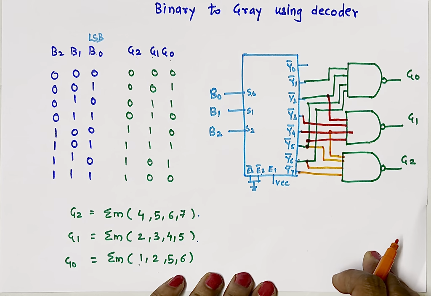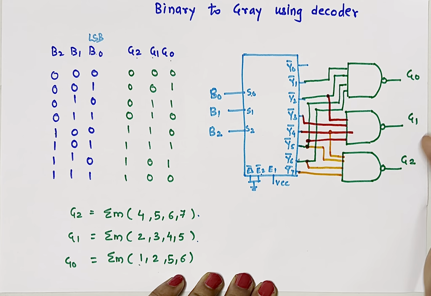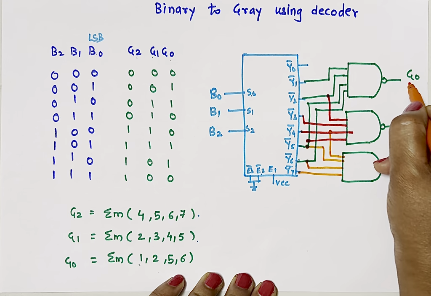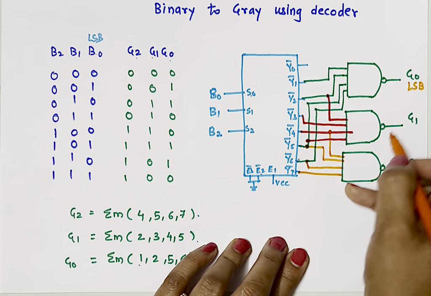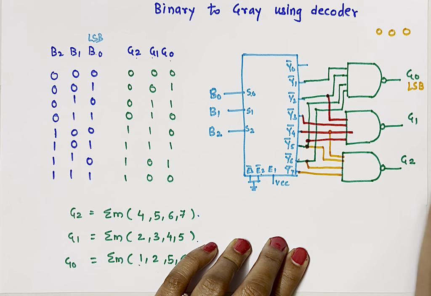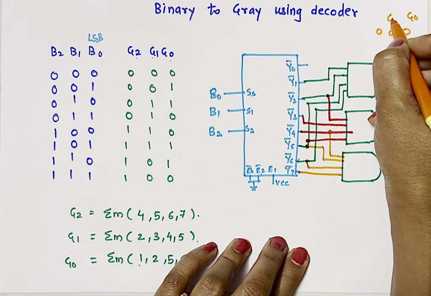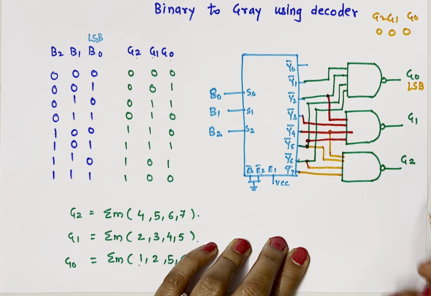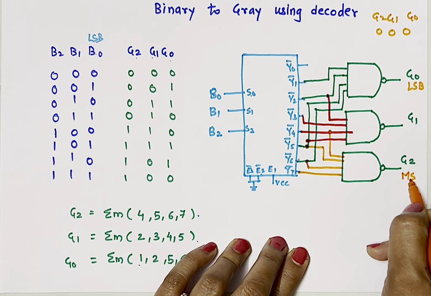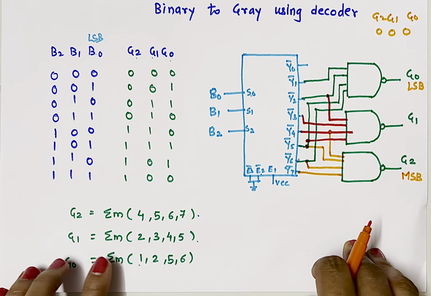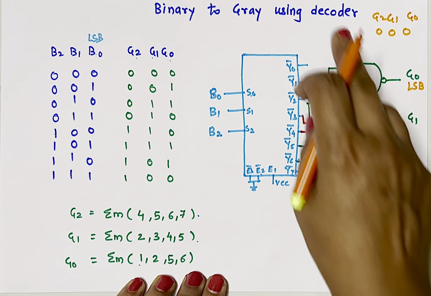So in this way, if you implement your circuit, you will get G0, G1 and G2. So this is again our LSB. If you have 3 LEDs like this on your board, you will have to connect G0 here, G1 here and G2 here. And this is the MSB. So in this way, you can implement binary to gray code converter using decoder.